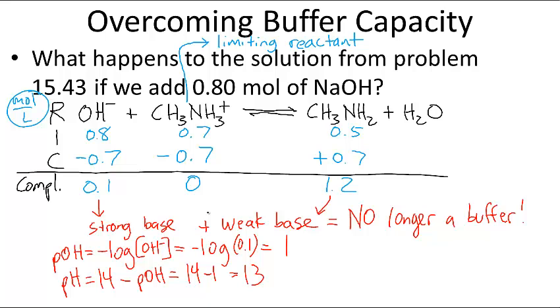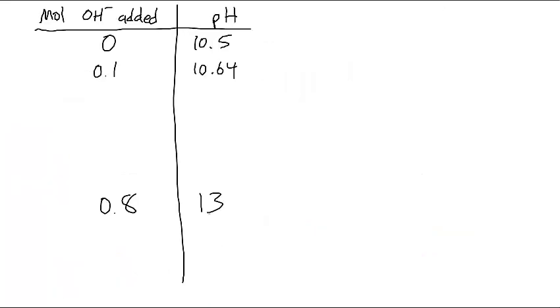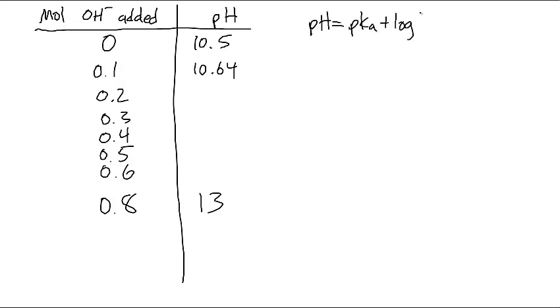The calculations for 0.2, 0.3, 0.4, 0.5, and 0.6 would actually be relatively straightforward to do. And the reason is we can use that shortcut where it's just pH equals pKa plus the log of base over acid. So if it were 0.2, for example, I'll do it in green.